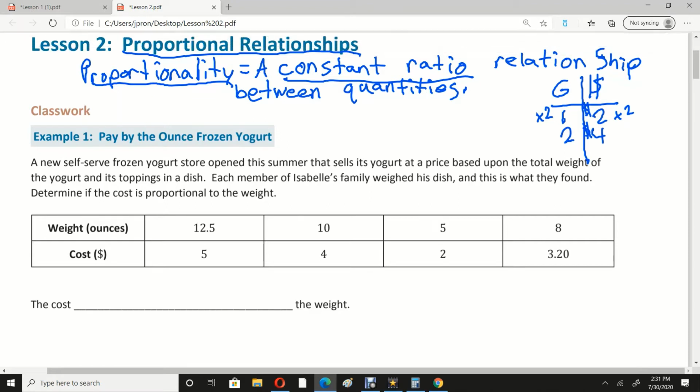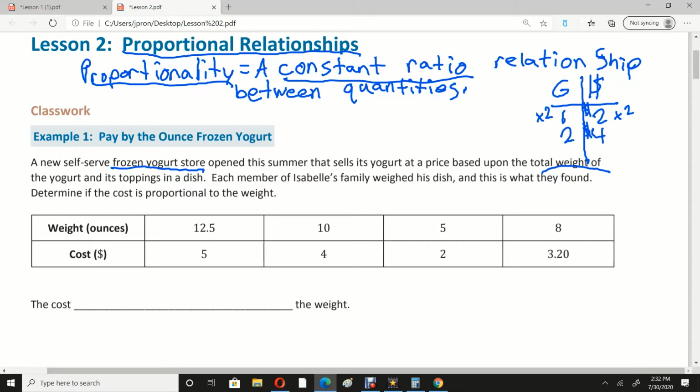All right, so Eureka gives us an example problem. Allow me to read. A new self-serve frozen yogurt store opened this summer that sells its frozen yogurt at a price based upon total weight of the yogurt. Maybe you have or have not experienced a store like this, but essentially at a frozen yogurt shop, you can put whatever kind of toppings you want. You can get as much yogurt as you want, but then they weigh it, and that is what they base their price off of. So each member of Isabel's family weighs his dish, and this is what they found. Determine if the cost is proportional to the weight.